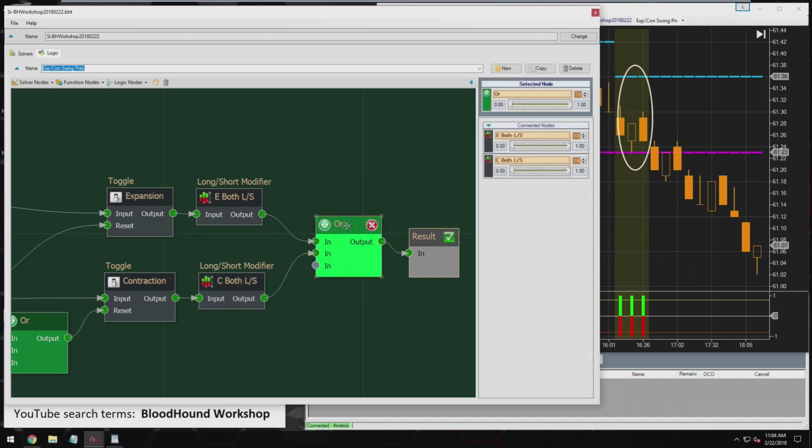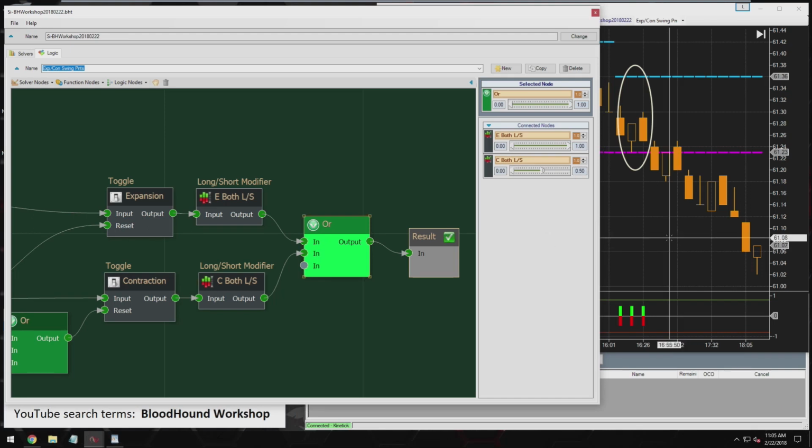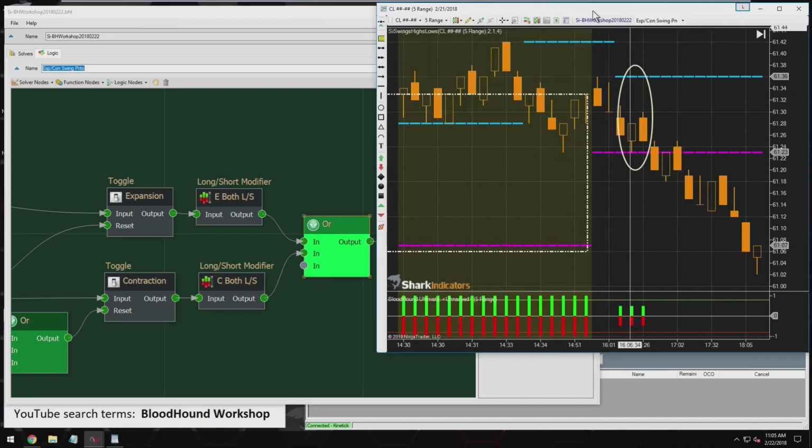So there you go. Now when I click on the OR node and look at these sliders, I know the upper one is expansion and the lower one is contraction. So let's reduce the output here for contraction. The expansion will let the output equal 1, and for contraction, we'll allow the output to be half, 0.5, 50%.